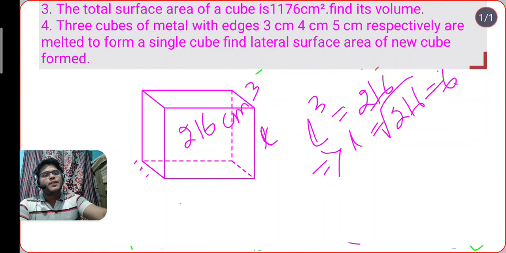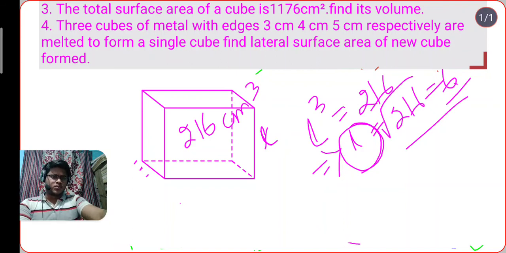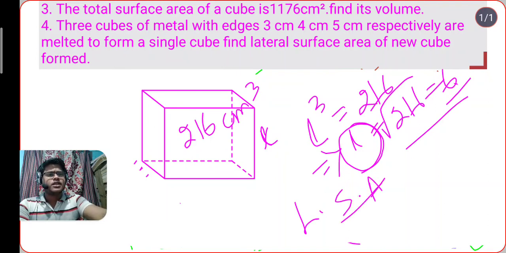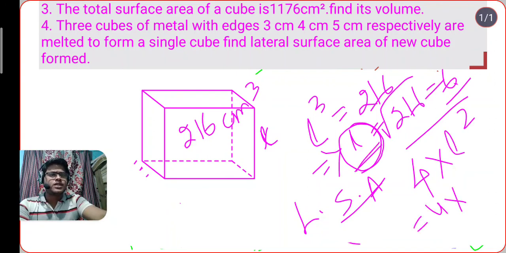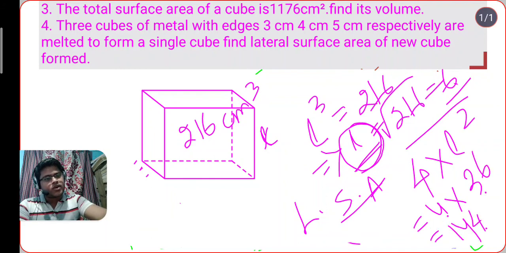Whatever result we are getting, 6, we take that for the calculation of the lateral surface area. So what is the formula of the lateral surface area? The lateral surface area in the case of the cube is 4 into side square. We are taking the side as L, so 4 L square. So 4 into 6 square, that is 36. So we are getting the value 144 centimeter square.